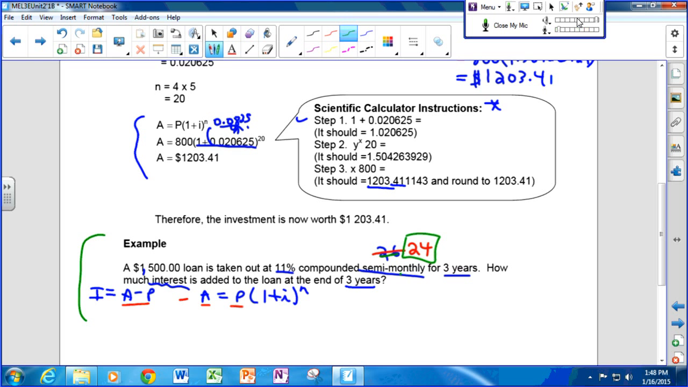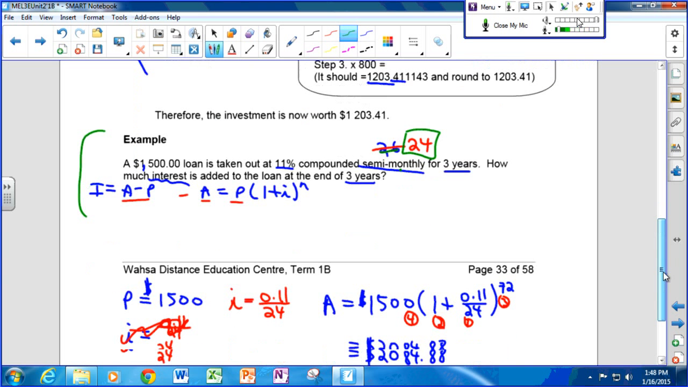Okay. 26 would be bi-weekly, so I don't know why I put that in there. It's a nice thing about math, though, right? You make a mistake, you can always go back and fix it. Cross stuff out, write something else in.